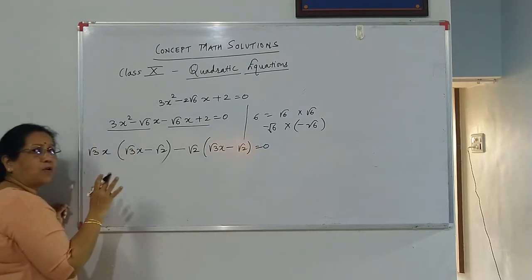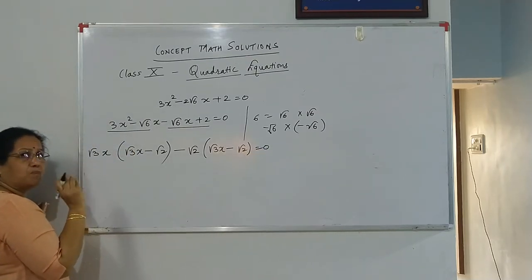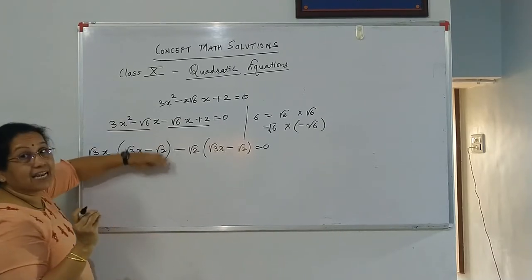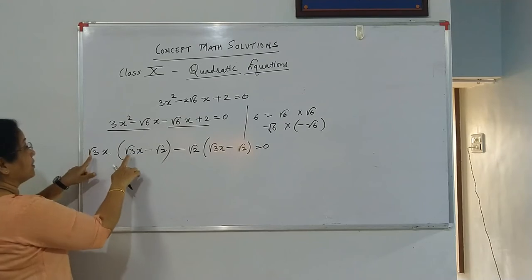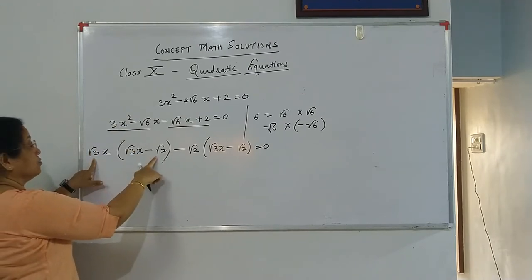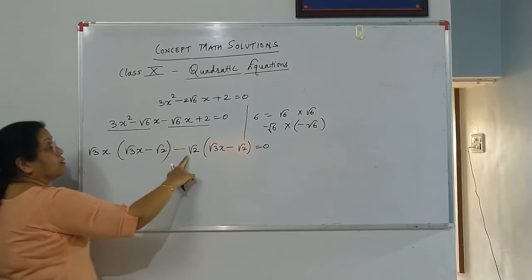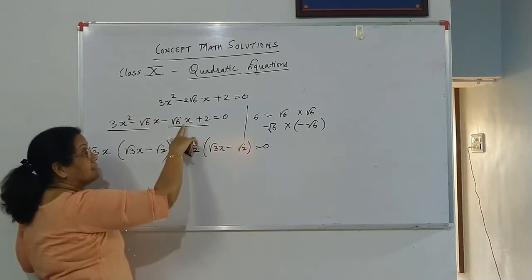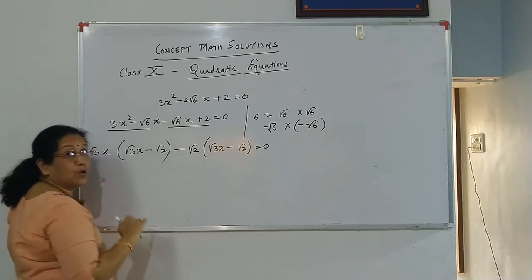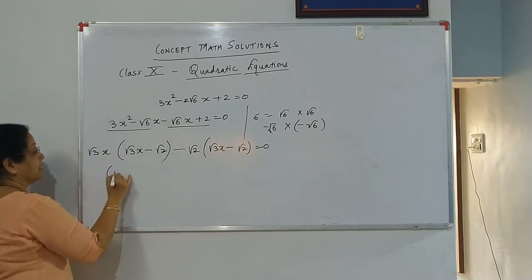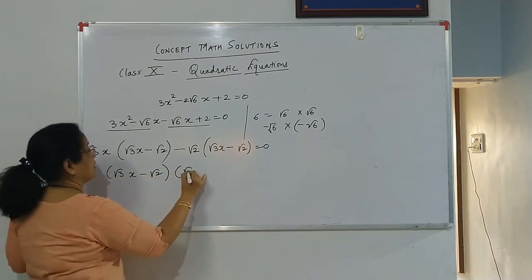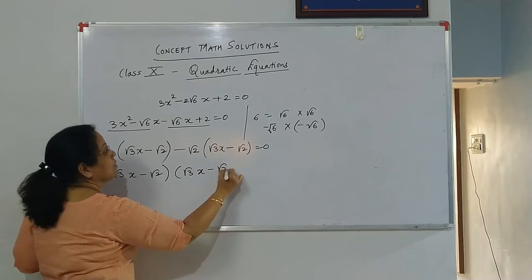This is the most important step. After this step you should pause for 10 seconds and learn to go back and check whether you are correct or not. If I open the bracket, this will be 3x square. I have it. Minus root 6x. I have it. Root 2 into root 3 minus. So minus root 6x. Minus and minus plus root 2 into root 2, 2. So we are correct. Now that is root 3x minus root 2 and root 3x minus root 2 equal to 0.